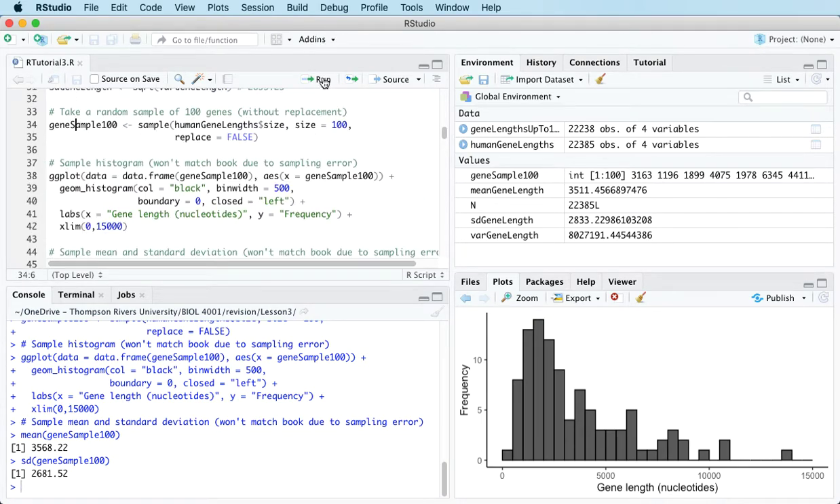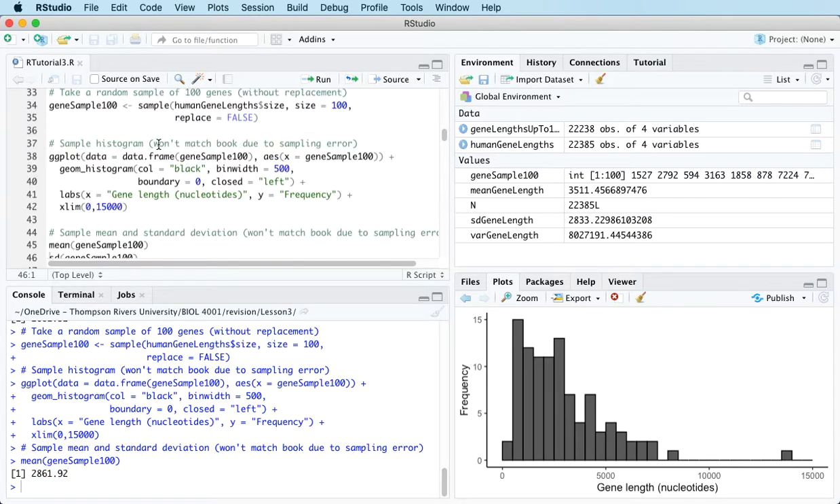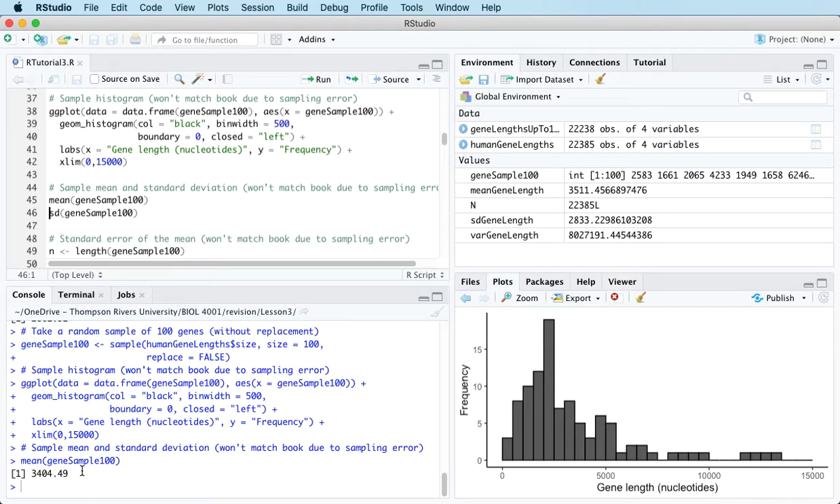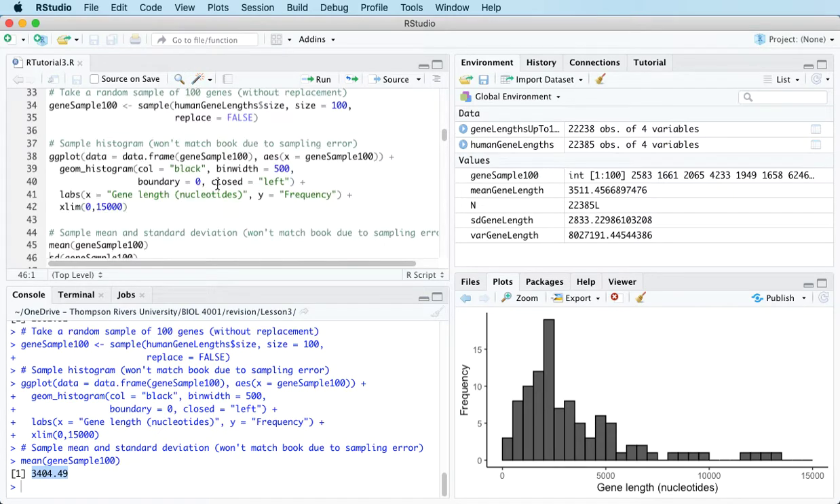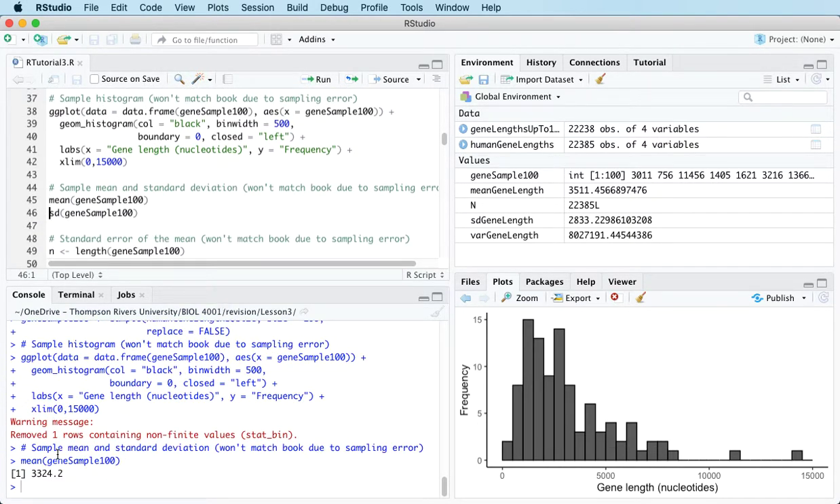So here's another sample. Here's its histogram. This time I'm pretty low, 2,861. Let's do it again. There's the histogram, there's the sample mean. A little closer than the last one, but it's still a little low. And let's just do this one more time. There's the histogram, that's the sample mean. Okay, so you should be able to get a sense of the sampling variation in the sample means. Each time we take a sample, we get a different sample mean.